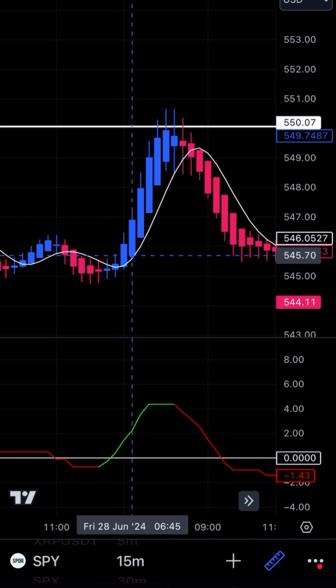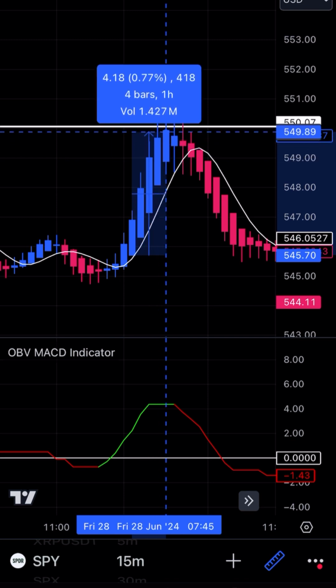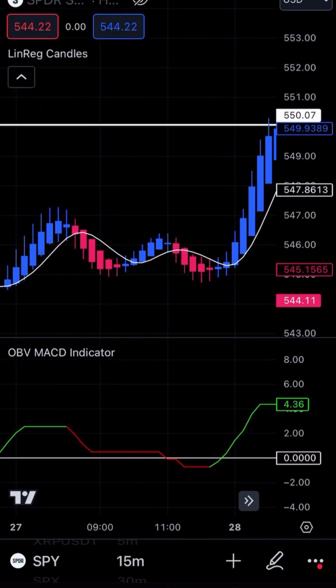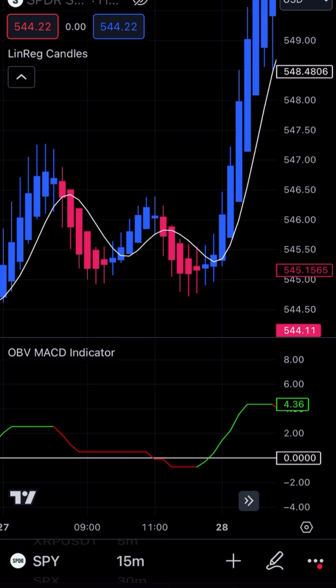You see it crossing up on the zero line right about here. You see that happening with the linear line. And it crosses right here. And you made about $407 in an hour and 15 minutes.